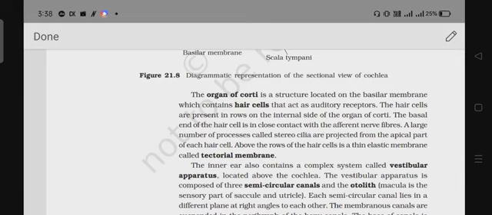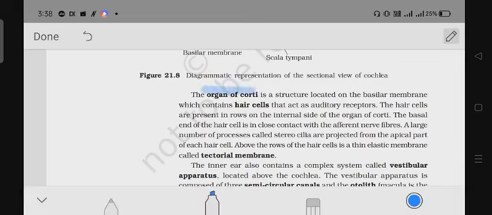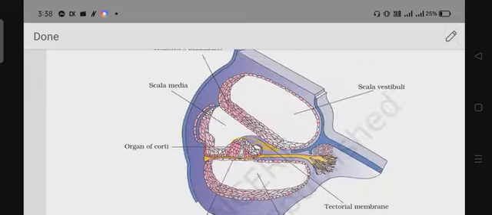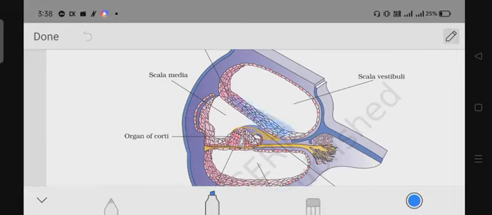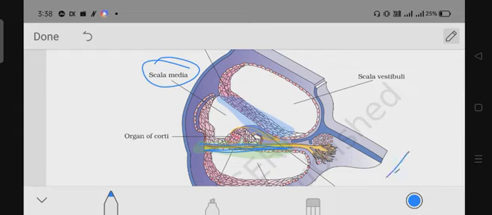Let me tell you that the organ of Corti is a structure located on the basilar membrane. See, there were two membranes. One was the Reissner's membrane, and the other was the basilar membrane, which I have shown in green color. We have seen that the basilar membrane separates the scala media from the scala tympani, and Reissner's membrane separates the scala media from the scala vestibuli. All right, so that was the thing.